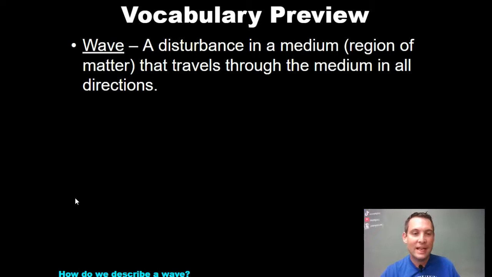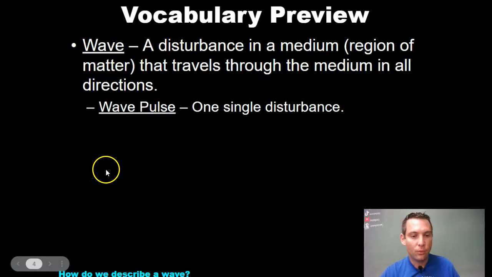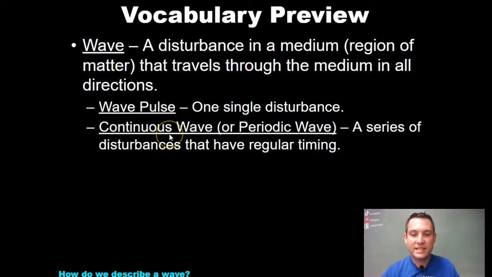Starting with a wave: a wave is a disturbance in a medium. A medium is just a region of matter. Could be air, could be water, could be a vacuum, if there is no medium, that travels through the medium in all directions. A wave pulse is a single disturbance, while a continuous wave or a periodic wave is a series of disturbances that have regular timing.